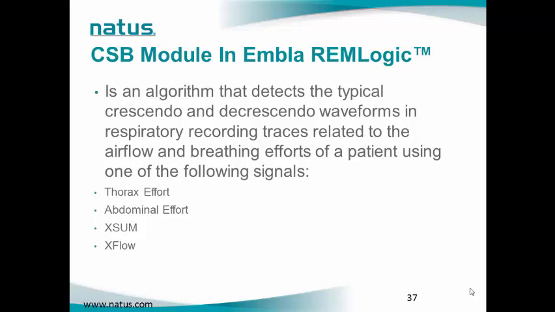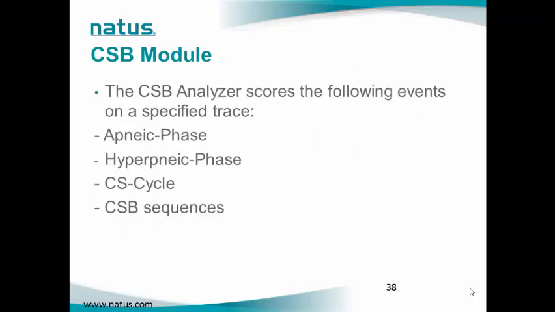In Neurology software, there is a CSB module that can detect the typical crescendo and decrescendo patterns, and that can also measure cycle lengths, apneic and hyperapneic phases. So in order to get the CSB module analysis, you need to use one of the following signals: thoracic effort, abdominal effort, X-sum, or X-flow. So the CSB analyzer scores the following events on a specified trace: apneic phase, hyperapneic phase, cycle length, and CSB sequences.